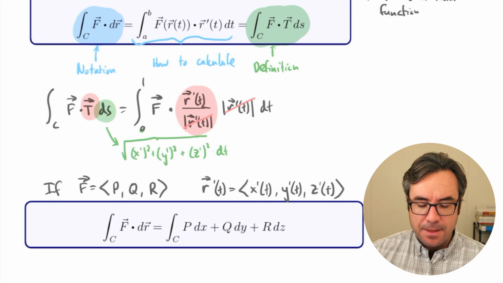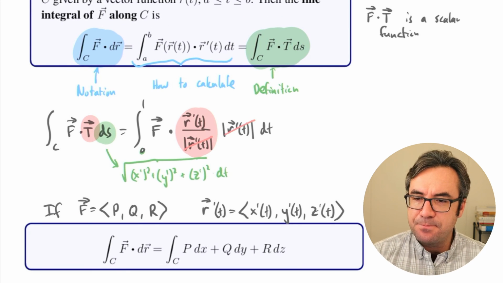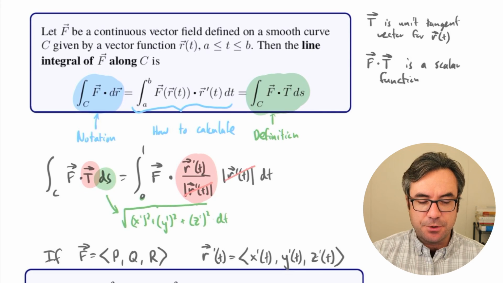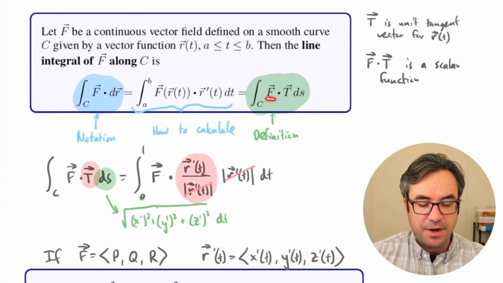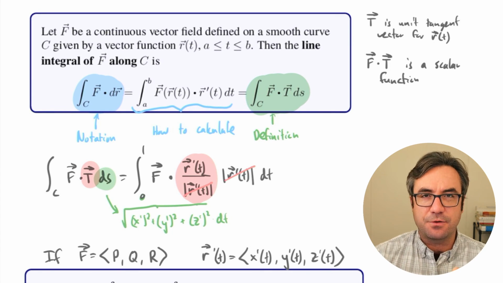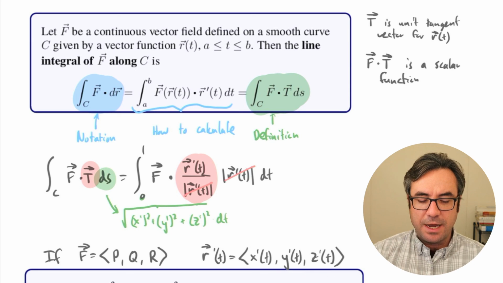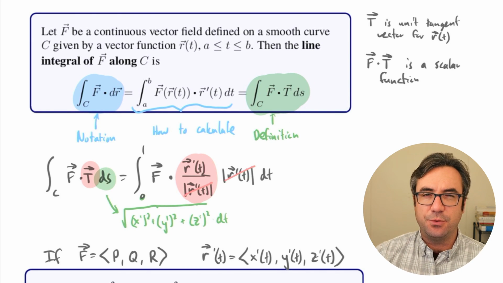All right, so that's going to do it for today. In class, we're just going to see an interpretation of what we're actually doing here when we're calculating the dot product of our vector field with the unit tangent vector for our curve. So we'll provide some interpretation for what this line integral is actually doing.